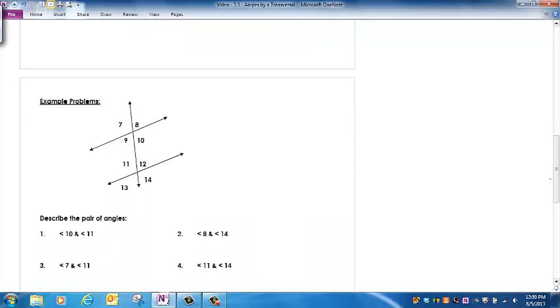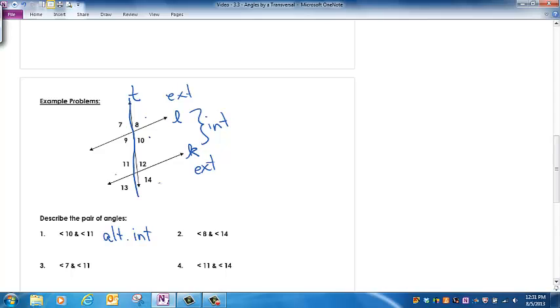If we look at this case, we have our two lines, L and K, cut by our transversal T. So now the interior is here, and the exterior would be here. If we look at angle 10 and angle 11, are they inside or outside? They are inside, so we could call those interior, and they're on different sides, so we'll call them alternate interior angles.